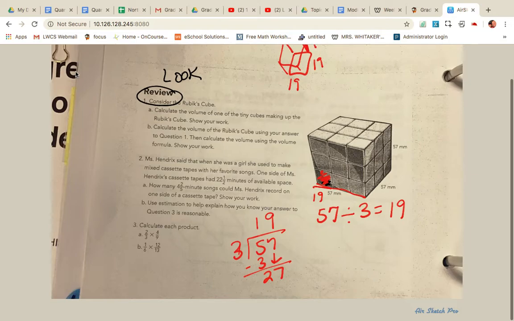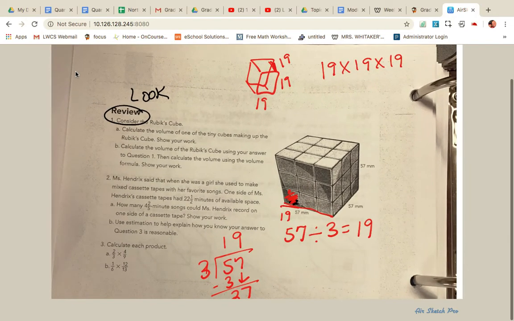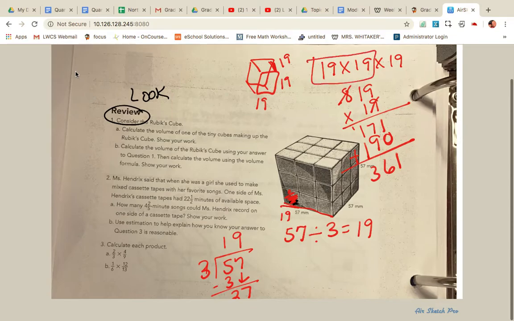So to work that out, I would do 19 times 19 times 19, and what would that give me? So if I do 19 times 19, 9 times 9 is 81. 9 times 1 is 9 plus 8 would be 17. And then I need to have my 0. And I do 1 times 9 as my placeholder. 1, cross that out. 1 times 9 is 9, and 1 times 1 is 1. Add the answers together. 361 would be those two dimensions.